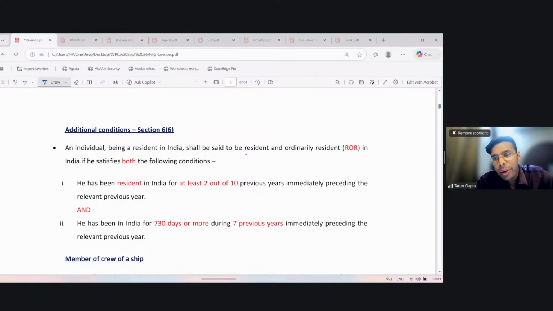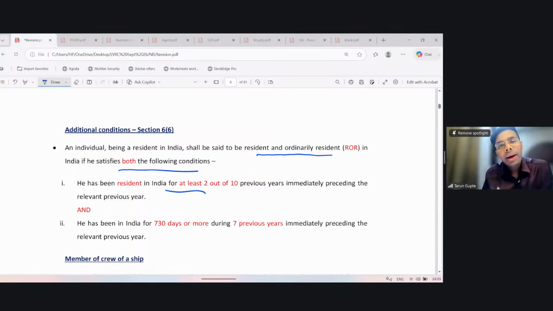Now the additional condition. The additional condition is to be seen only when the person qualifies as resident under section 6(1). If a person qualifies as non-resident, then there is no need to come to 6(6). So if a person qualifies as resident under 6(1), then we have to see whether he qualifies as ROR or RNOR. An individual being a resident in India shall be said to be ROR if he satisfies both the following additional conditions. If such individual satisfies both the additional conditions, then he shall be said to be ROR. What are the additional conditions?